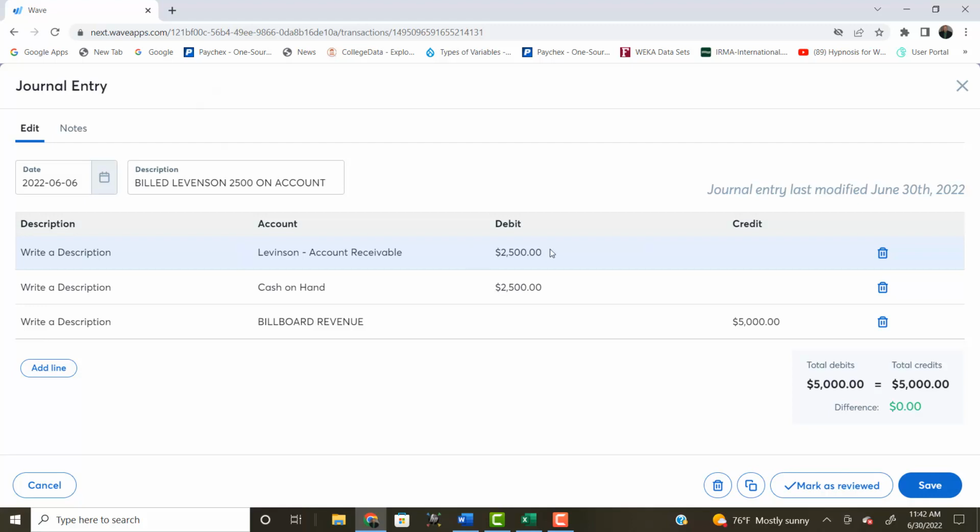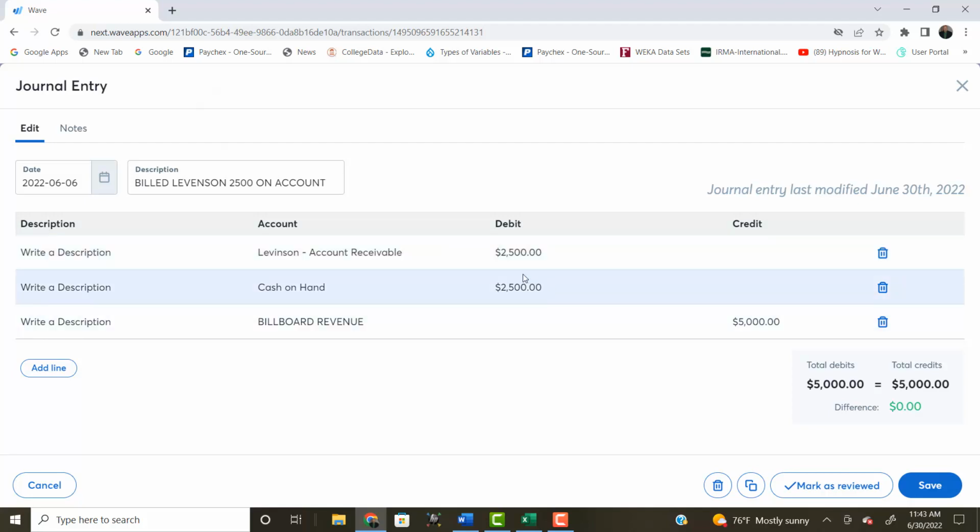Now, half of it they put on their account. That means they're going to pay that later. The other half of it they paid us in cash. So my cash, which is an asset, is going up on the debit side. On the credit side, I have $5,000 worth of revenue.